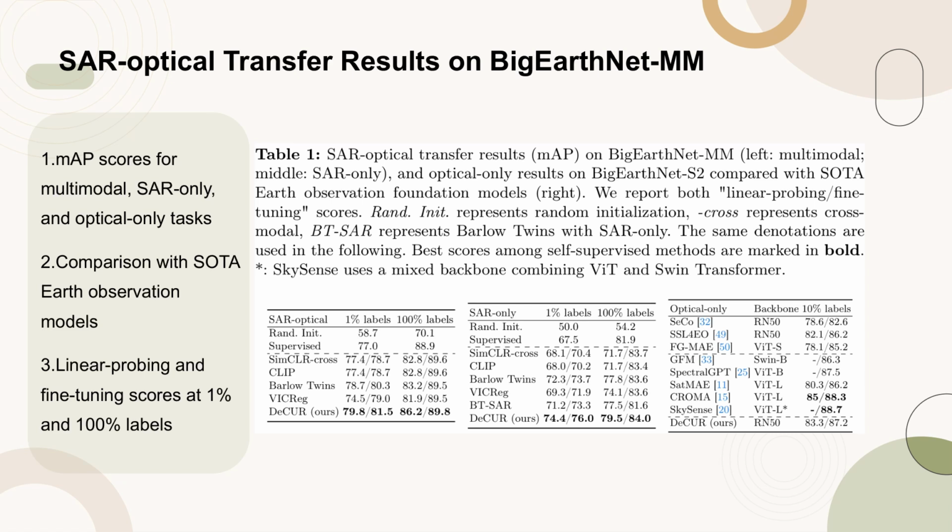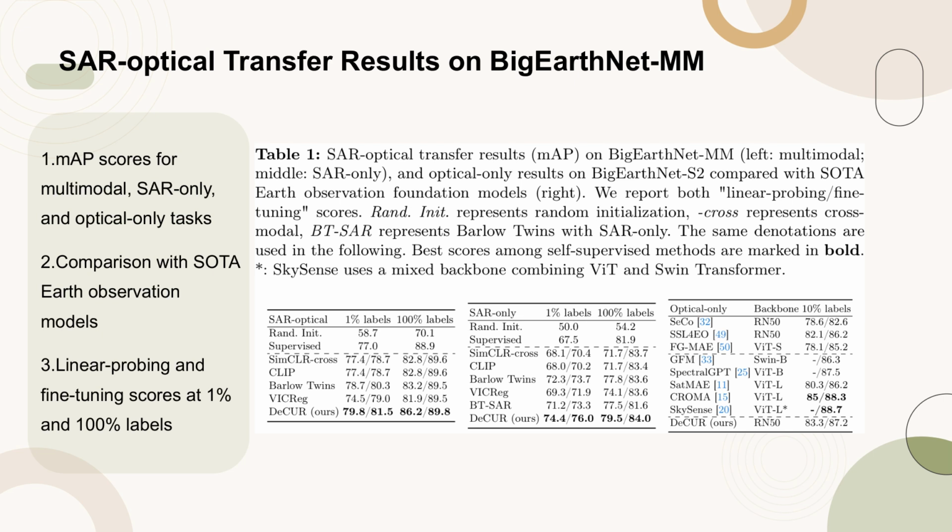The table reports mean average precision, MAP, scores under both linear probing and fine-tuning scenarios with 1% and 100% training labels. It also compares these results with state-of-the-art, SOTA, Earth Observation Foundation models. The scores highlight the performance of DeCUR, ours, against existing methods like SimCLR Cross, CLIP, Barlow Twins, and VICREG. Notably, DeCUR shows improvements in linear probing and fine-tuning with limited labels, demonstrating its effectiveness in self-supervised learning scenarios.